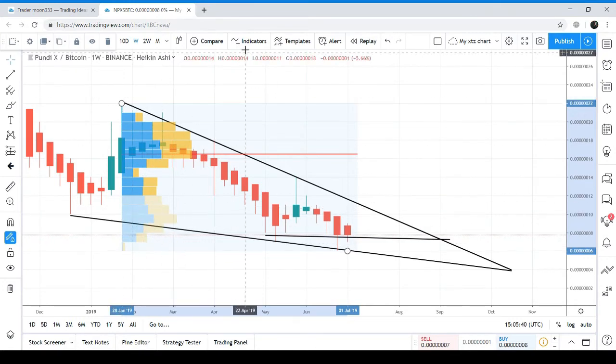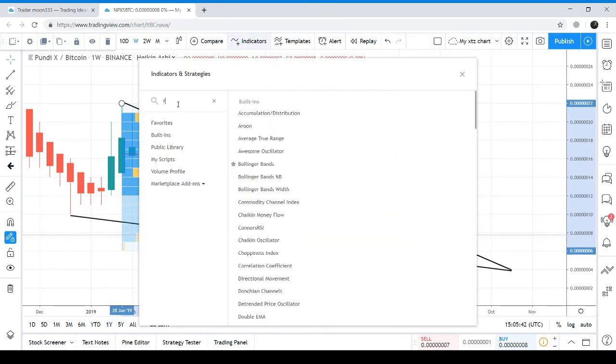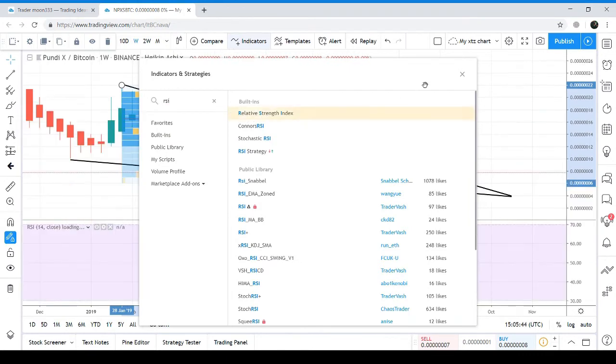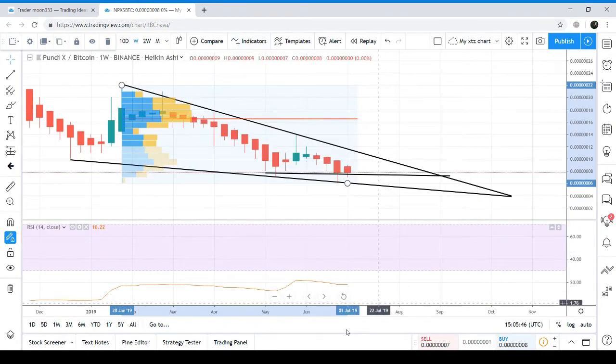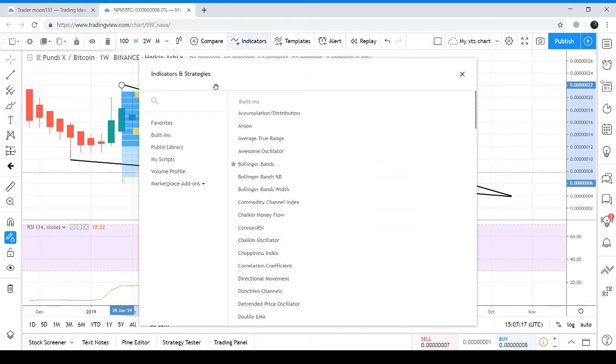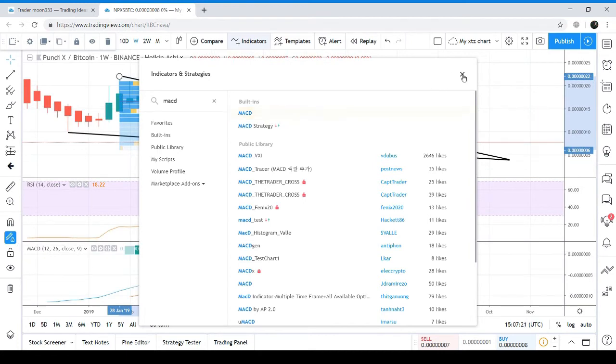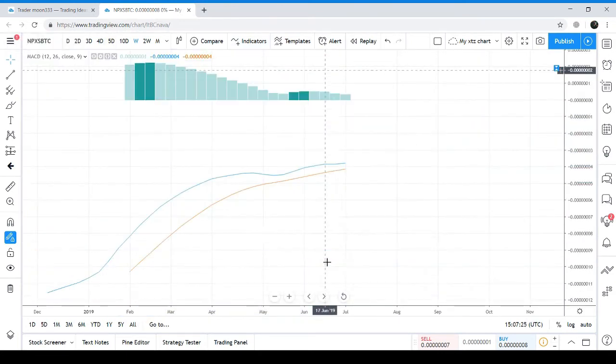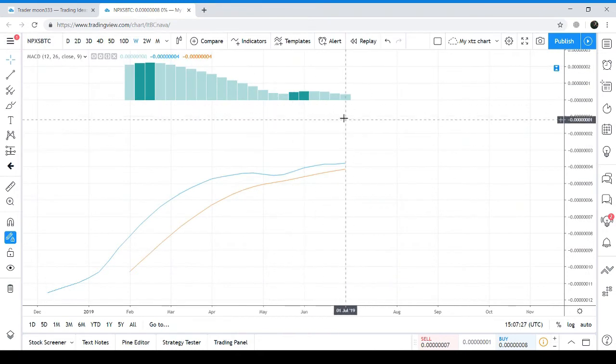And after placing the RSI, we can see the RSI is already in the oversold zone. And to confirm it more, we can place the MACD. And we can see the MACD has already given us a weak bullish signal.